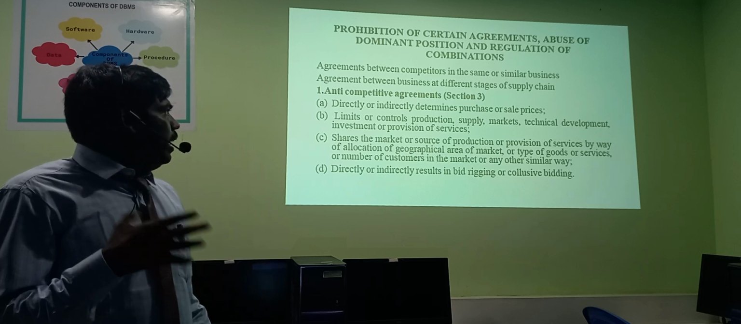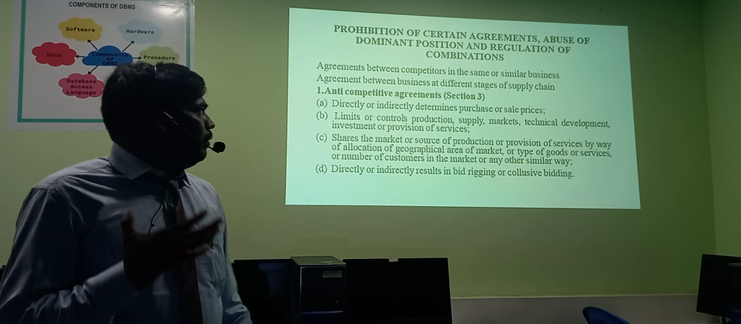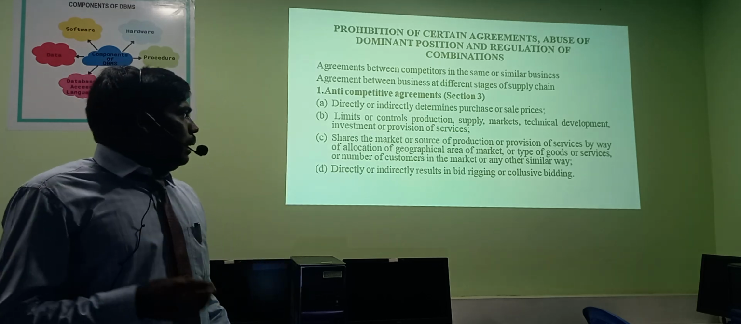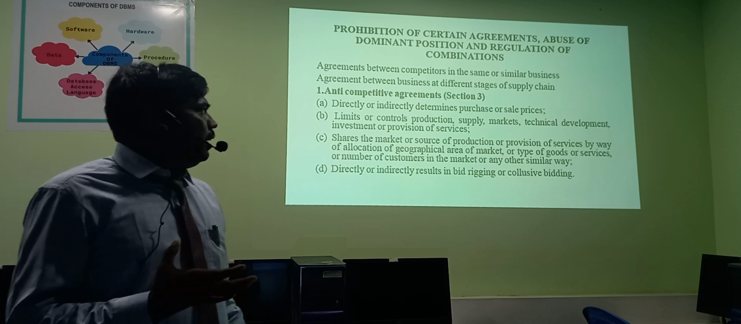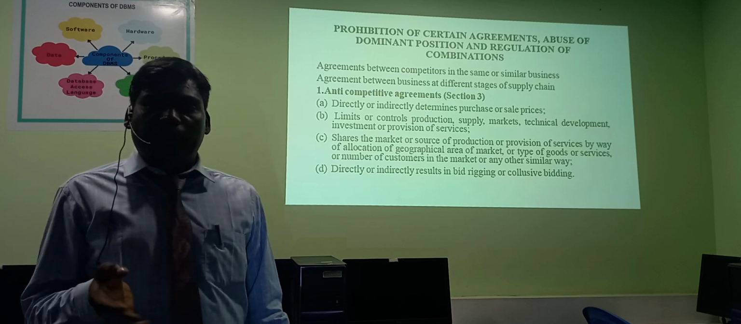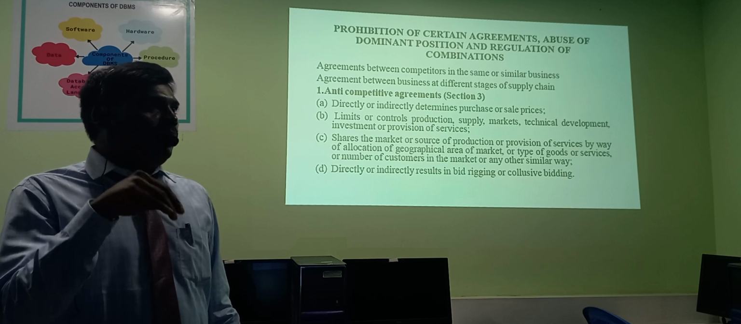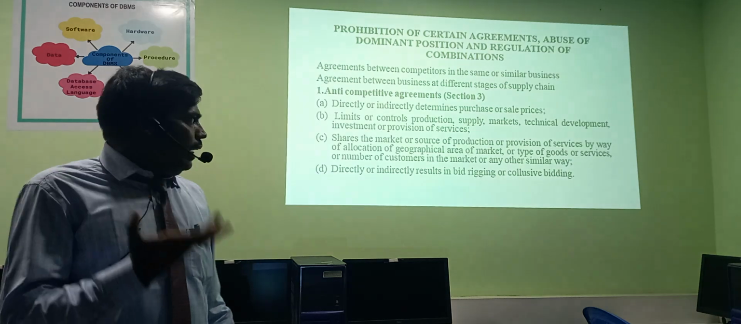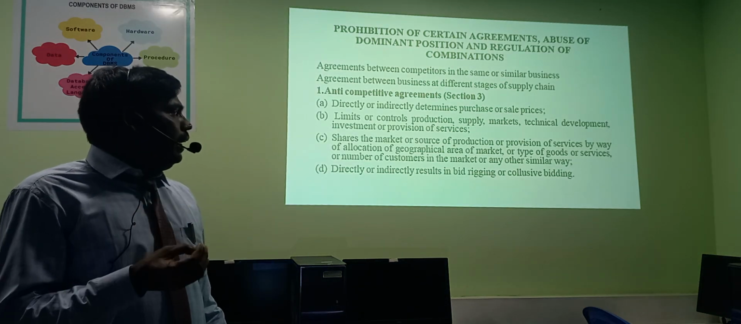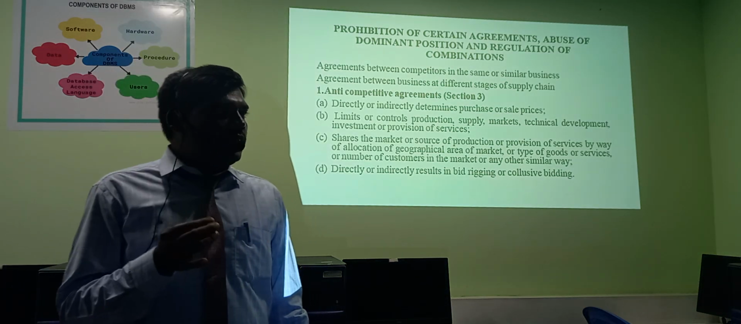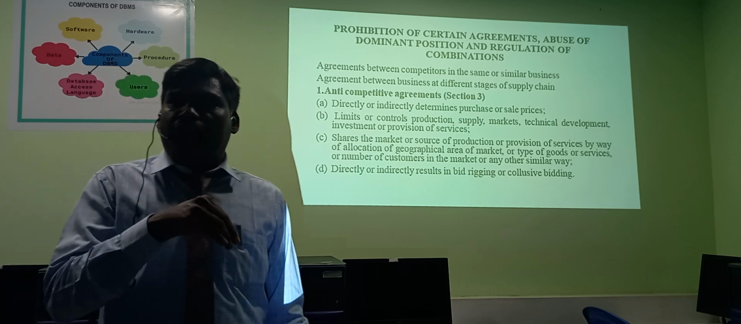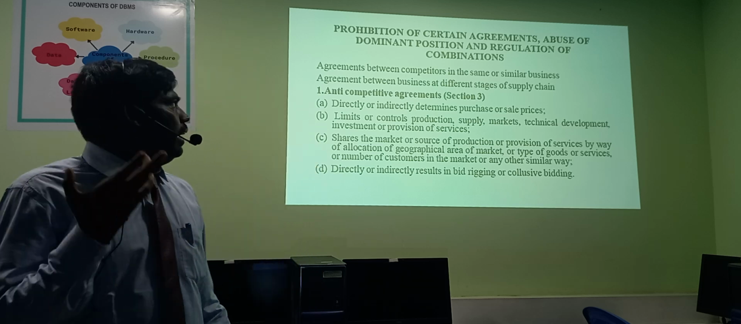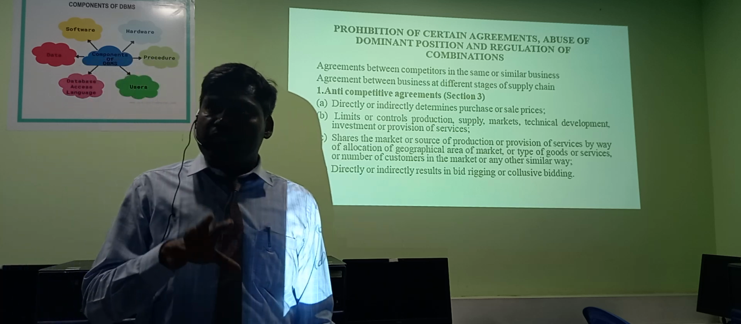The third one: sharing the market or sources of production or provision of services by way of allocation of geographical area, type of goods and services, or number of customers in the market, or any other similar way, is an anti-competitive agreement under the act. Agreements that directly or indirectly result in bid rigging are also covered. Bid rigging means illegal business activity, and it is considered an anti-competitive agreement under Section 3.